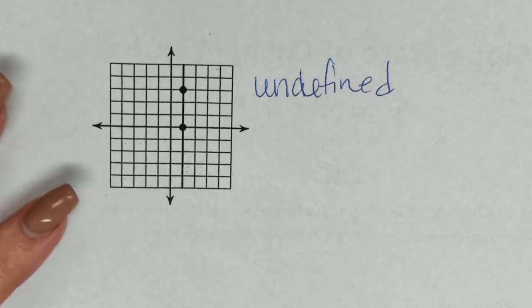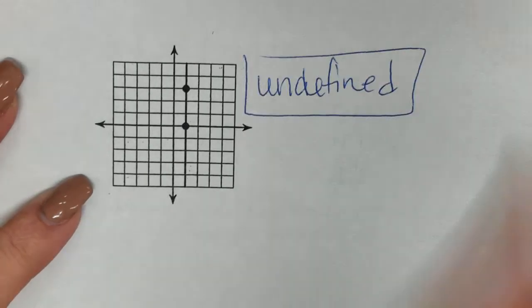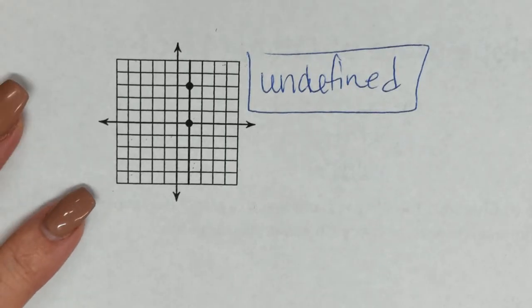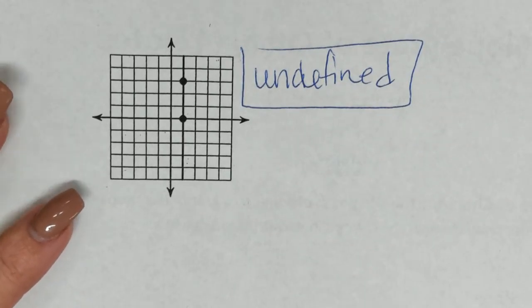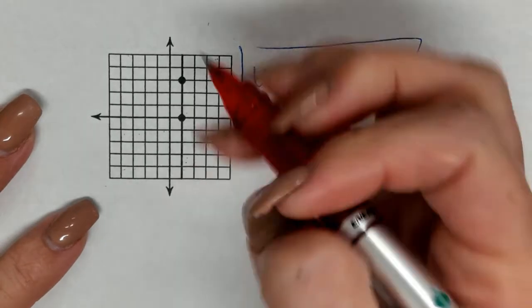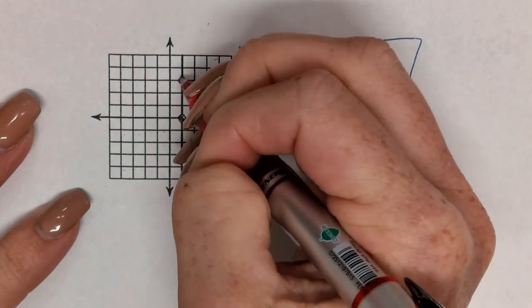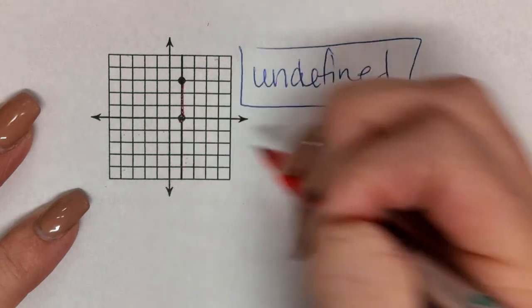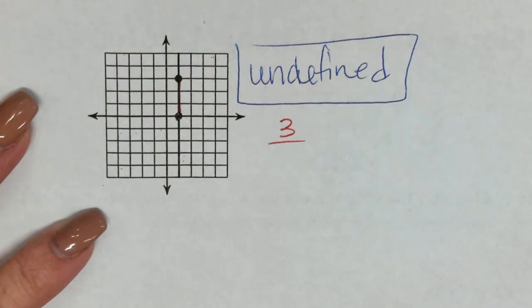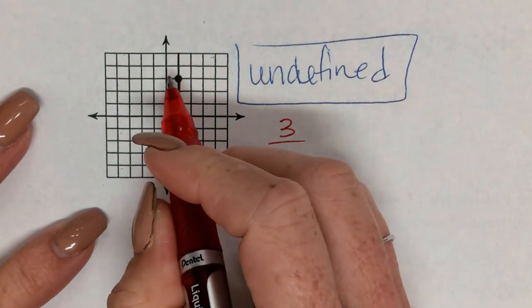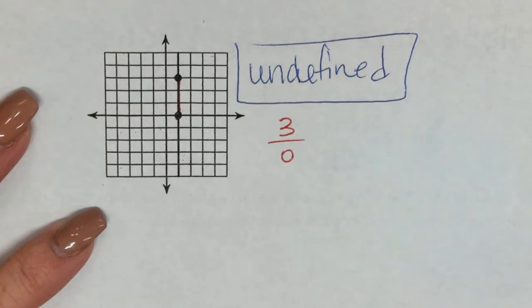You don't need to find the slope. That's it. That's your answer. Undefined. But I'm going to show you why. If I was to rise from here to here, how many did I rise? 3. That would be my top number. Did you run at all? No. That would be my bottom number, 0.